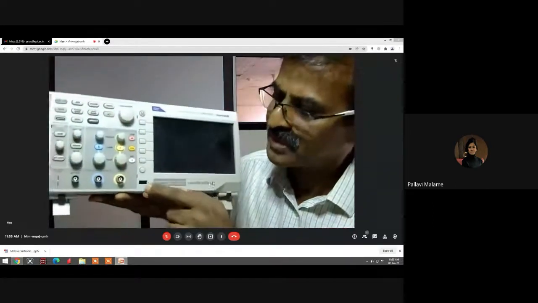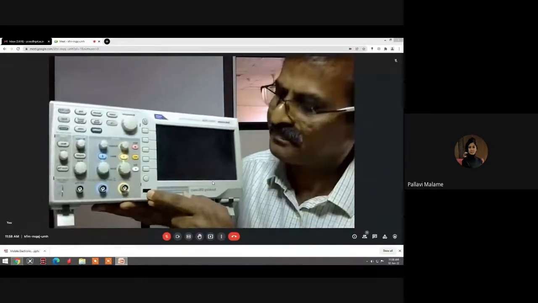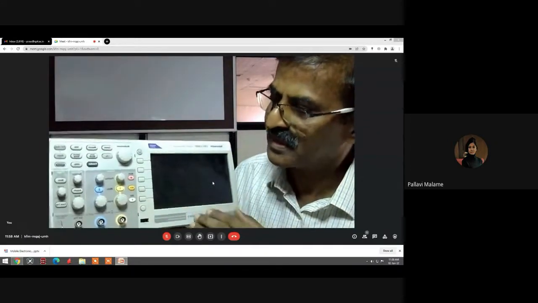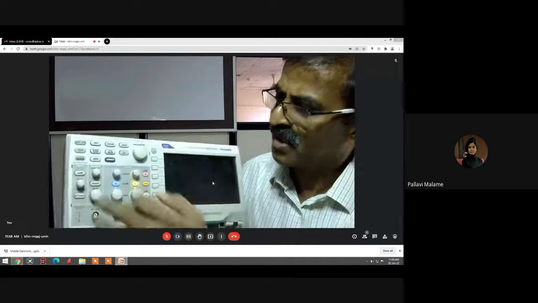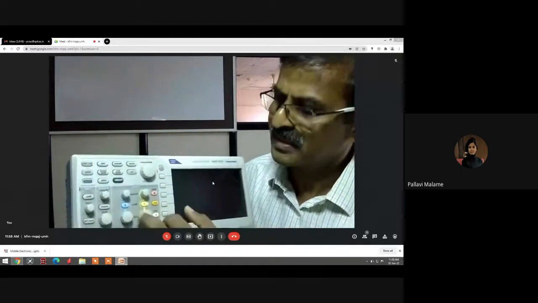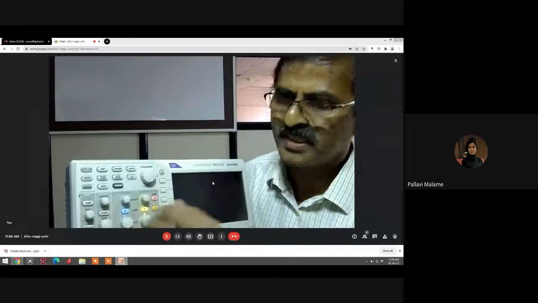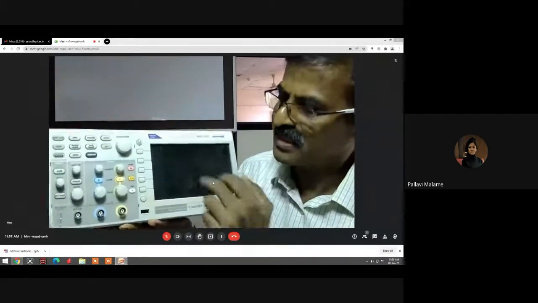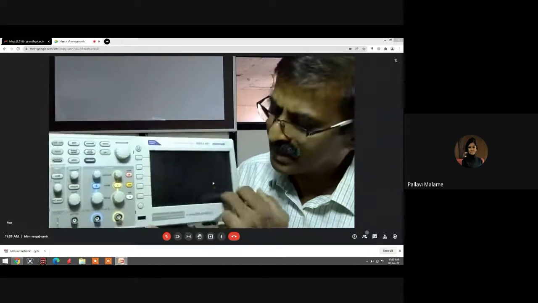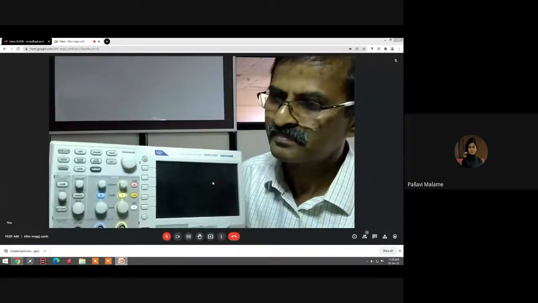As you can also see, externally you can save it, right? There is a pen drive where you can insert it and transfer the signal. What you can see, the options is there are some potentiometers. By adjusting these knobs, you can adjust the amplitude of the signal, whatever you are displaying. That is x-axis and y-axis.